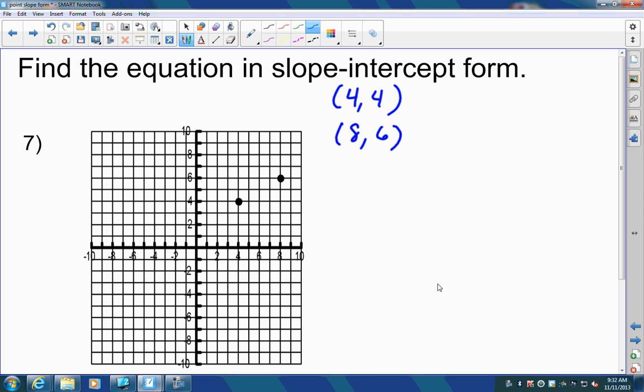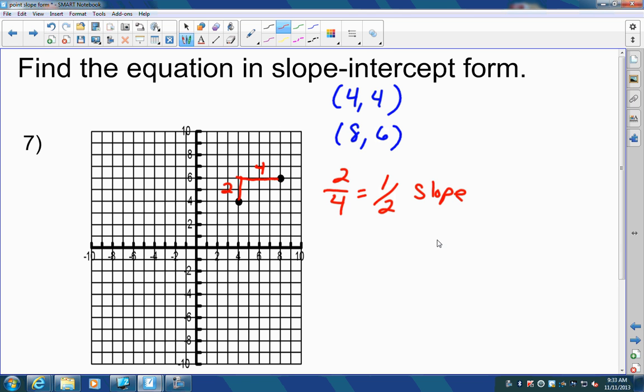One way we've done this in the past is, if I want to find the slope, I go up 2 and over 1, 2, 3, 4. Up 2 and over 4. 2 over 4 reduces to 1/2. That is my slope.